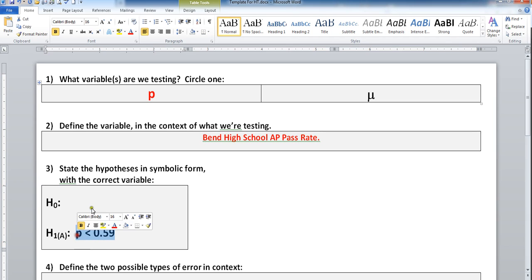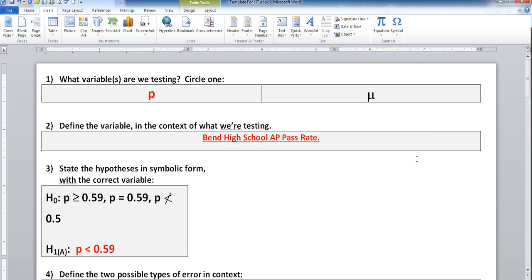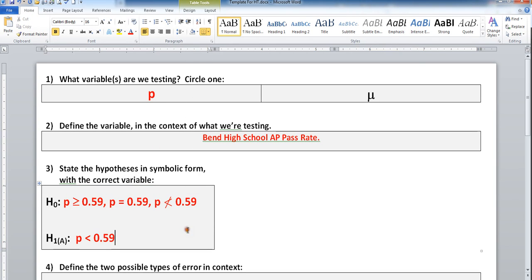So I'm going to make that red so you can see what I'm typing here. All right, that's our research hypothesis. The opposite of that would be p is greater than or equal to 0.59, which is totally fine if you want to put it that way. Many research articles just say it's equal to 0.59. If you want, you can say p is not less than 0.59. They all mean essentially the same thing, so any of those three are just fine. Pick whichever one you want to go with, and go with it. There we go. So there's your setup for your hypotheses.